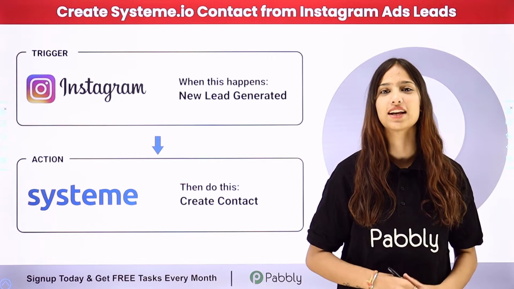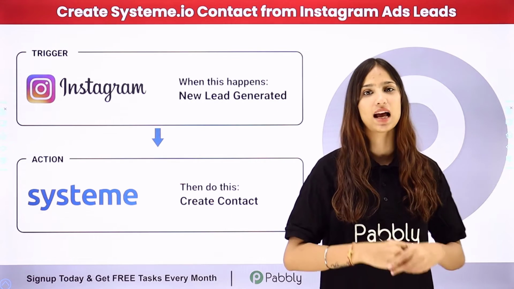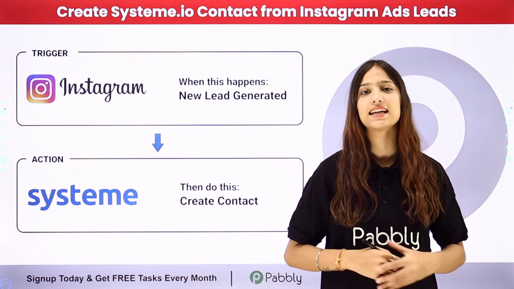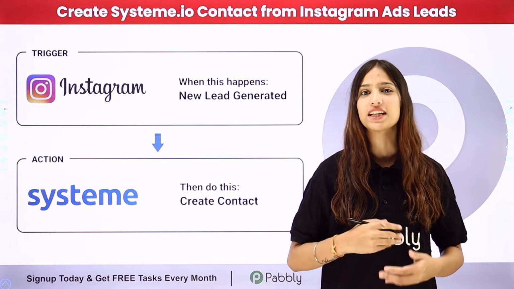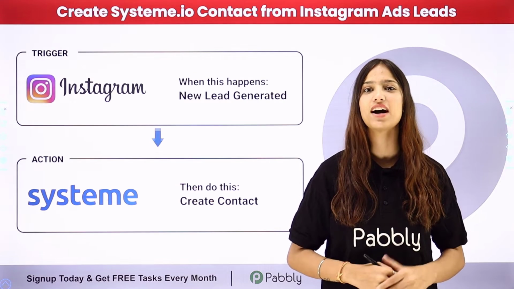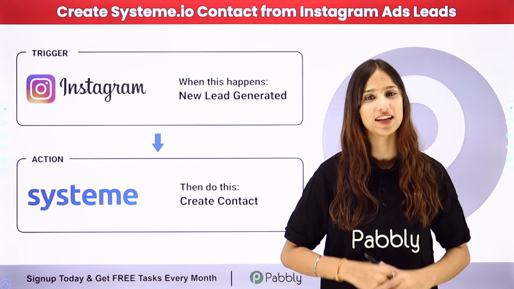So in today's video we will understand how to create a system.io contact from Instagram lead ads. Let's say that I'm running some ads on Instagram to generate new leads. My objective is that whenever I receive a new lead, I want to create that lead as a contact in my system.io account.